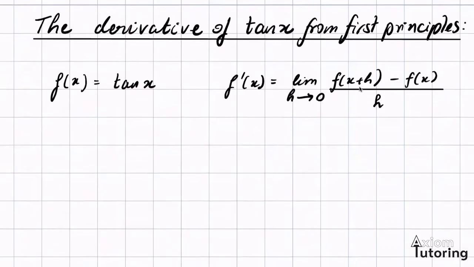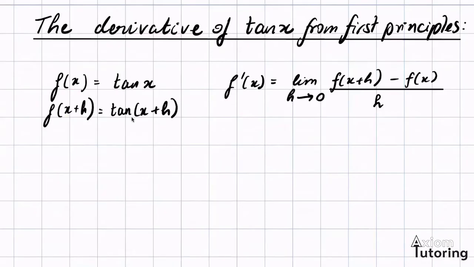So we know that our f of x in finding the derivative of tan x from first principles is tan x. And I've written down the expression for the derivative from first principles on the right here. So what we need to find next is f of x plus h to use for our expression. And we will find that by substituting in x plus h into our function here. So we're looking for tan of x plus h.